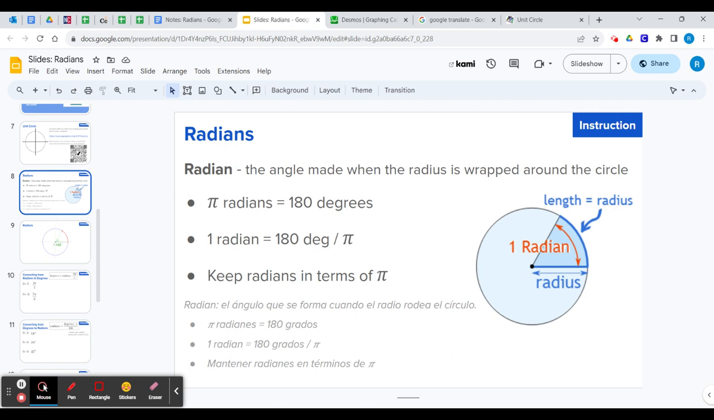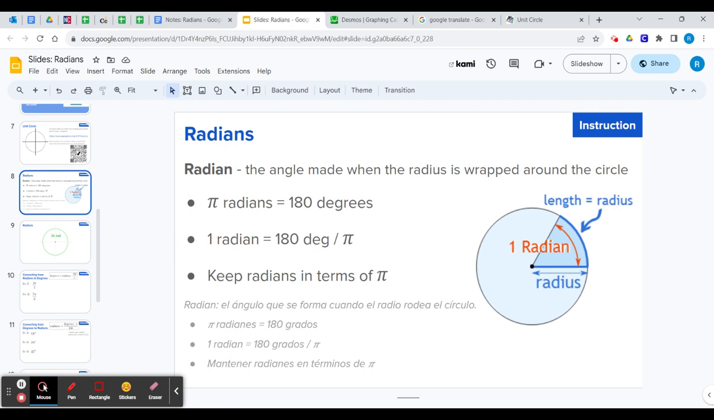A radian is the angle made when the radius is wrapped around the circle. Now there's a graphic here that kind of shows that. If we have this radius here, okay, if I take that exact same length and wrap it around the outside of my circle, that's going to make up the angle of 1 radian. We have a nice little graphic that I'll show on the next slide to show you.